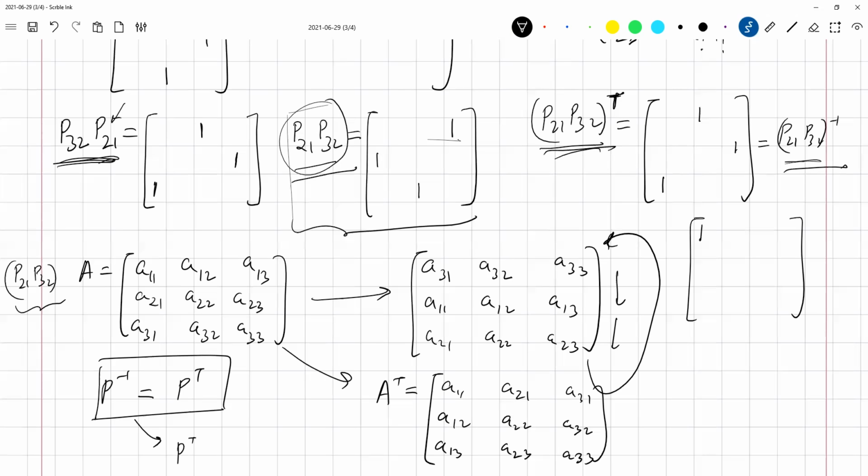So this will be 1, and then first row, second column 0, first row, third column 0. Then second row, first column 0, second row, second column 1, second row, third column 0. Third row, first column 0, third row, second column 0, third row, third column 1. Okay, so this transpose is indeed the inverse of the permutation matrix.